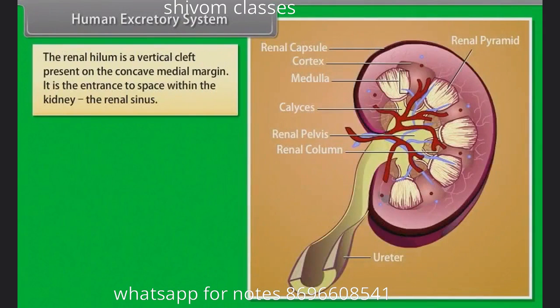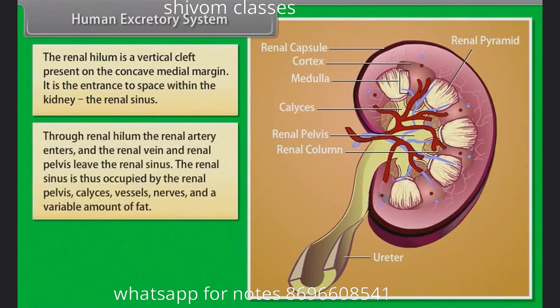The renal hilum is a vertical cleft present on the concave medial margin. It is the entrance to the space within the kidney, the renal sinus. Through the renal hilum, the renal artery enters and the renal vein and renal pelvis leave the renal sinus. The renal sinus is thus occupied by the renal pelvis, calyces, vessels, nerves and a variable amount of fat.